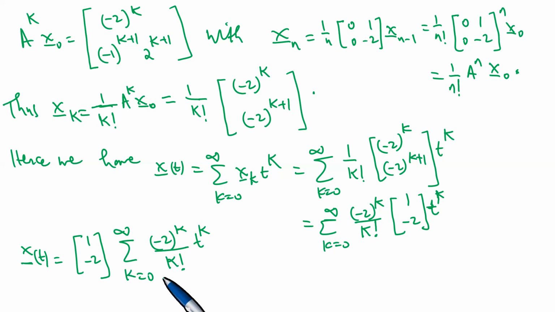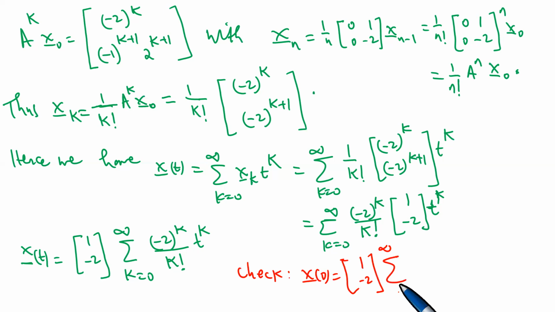How do you know that this final answer is correct? Let's do a check. I'm going to check in red. It's just the last step. If you look at x0, according to this, it is 1, minus 2. Since t is 0, it's going to be 0 to the power k, and this is going to be 0, and then you are adding zeros.